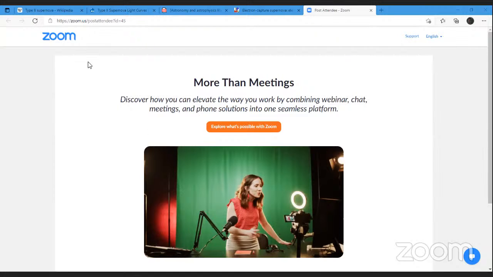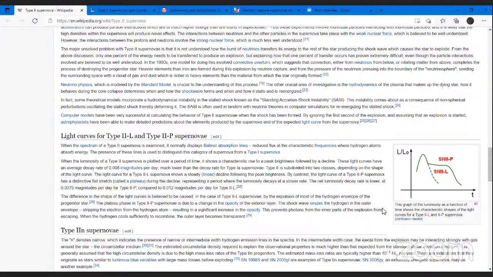Okay, now I will be covering the other two types of type 2 supernova, which are type 2L and type 2P. Type 2L is nothing but linear type, and type 2P is plateau type. These are basically distinguished from the light curve analysis, which is the graph plotted between luminosity versus time.